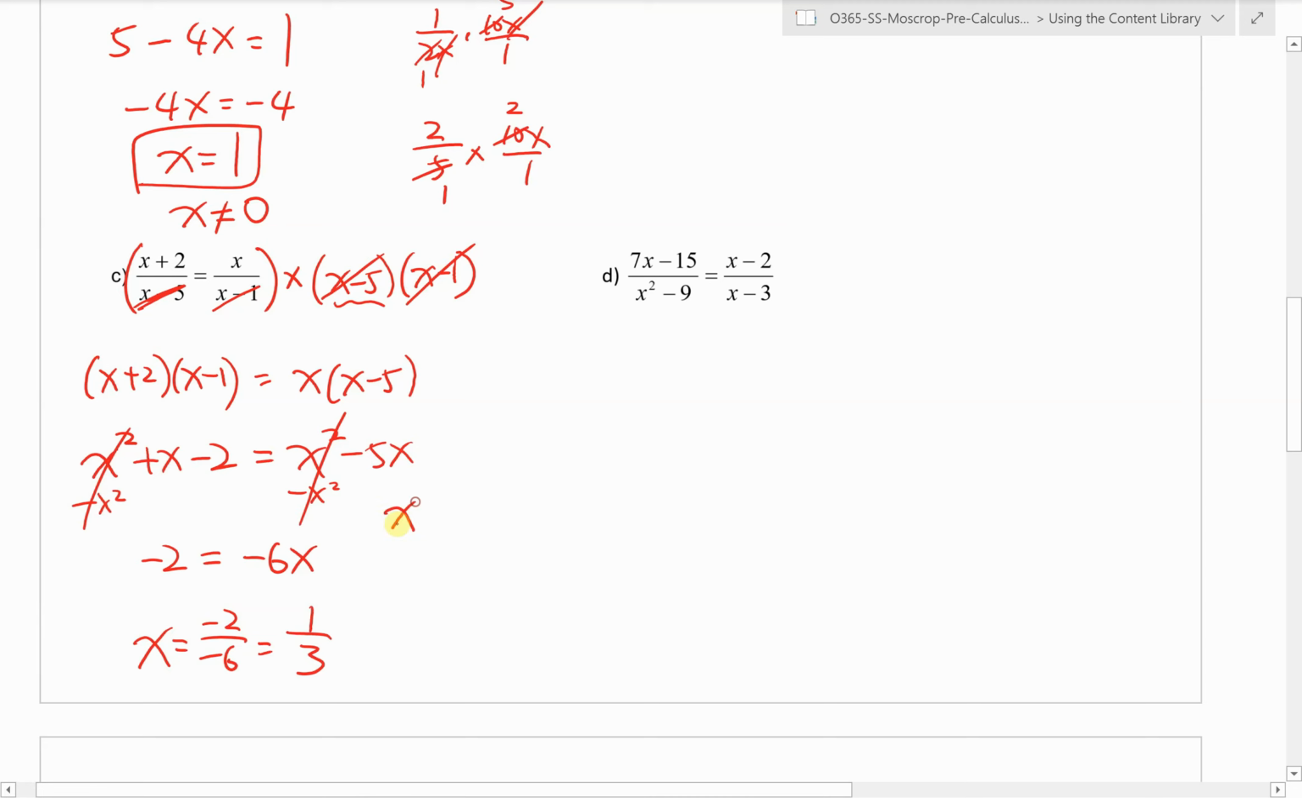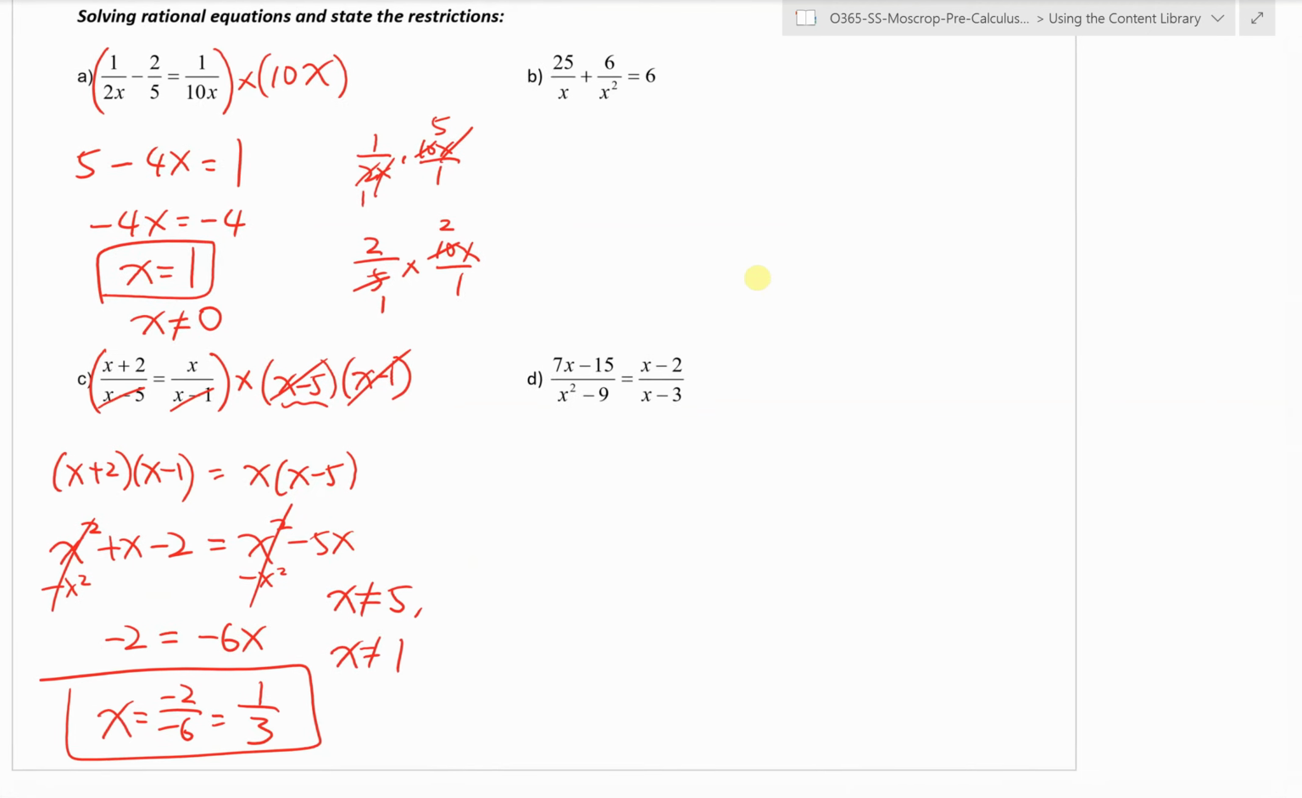Now we check the restriction. In this case, x cannot equal 5, and x cannot equal 1. And our answer is 1 over 3, which does not, again, conflict with our restriction here. So we are fine. Okay, you can try part B and part D.